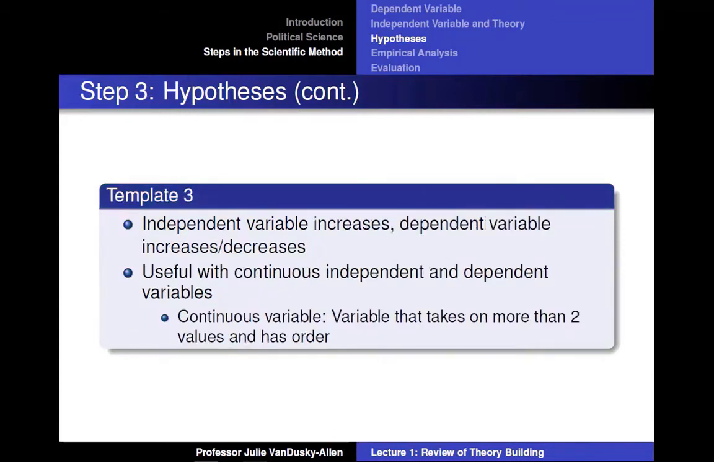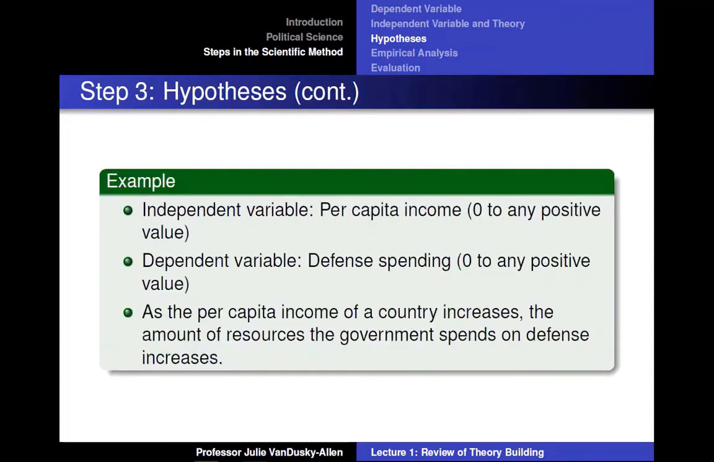The last template is useful when we have an independent variable and a dependent variable that are both continuous and take on multiple values, or more than two values. It is the independent variable increases, dependent variable increases / decreases template. For example, imagine our independent variable is the per capita income of a country and our dependent variable is defense spending of a country. Both variables are continuous as they take on more than two values and the values have inherent order. Our hypothesis could be as the per capita income of a country increases, the amount of resources the government spends on defense increases.